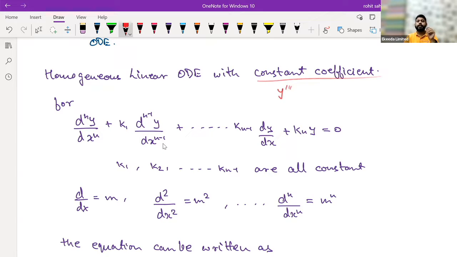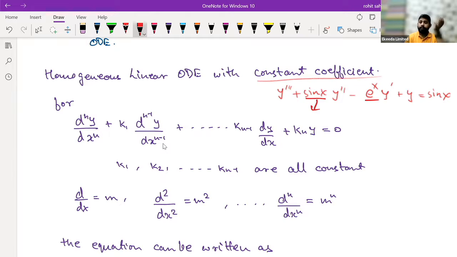Y triple dash means the third derivative, plus sin x y double dash minus e to the power of x y dash, let's say, plus y equal to sin x. So this is also a differential equation, but the point is that the coefficients of y dash and y double dash here are all functions of x.